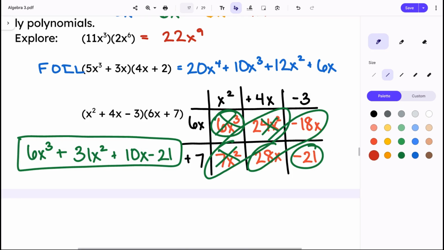Some of you maybe are used to distributing. Maybe you take the 6x and you multiply it in, you take the 7 and you multiply it in. You're going to get the same answer as I did. As long as you're multiplying correctly and combining your terms correctly, you should get the same answer. So if you like to use that method instead, that's fine. If you've never seen the box method before and you kind of like it, you're able to use that as well. Or even if you have used the box method before and you hate it, you can distribute instead. Questions so far?